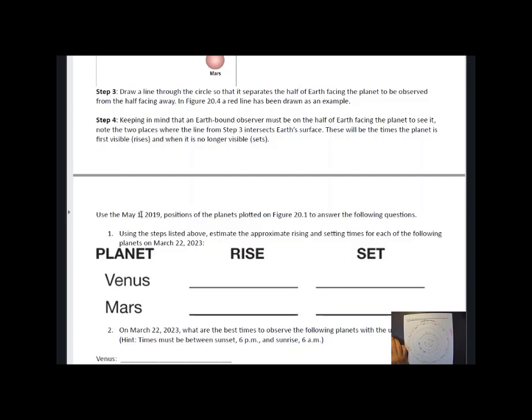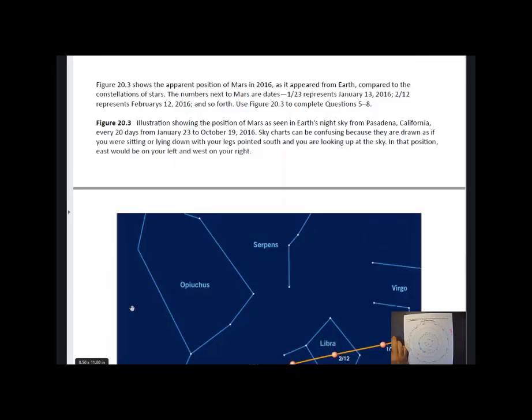I want to use the March 22nd date of 2023. Let's do Mars, because Mars should be visible to us if we do our star party next week. So again, March 22nd. I did have March 22nd here, but since I didn't plot Mars, I'm going to have to plot Mars on our diagram here.